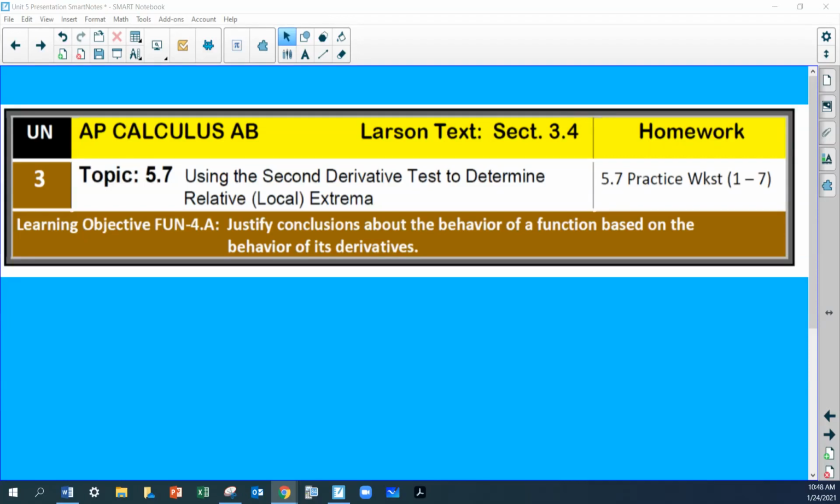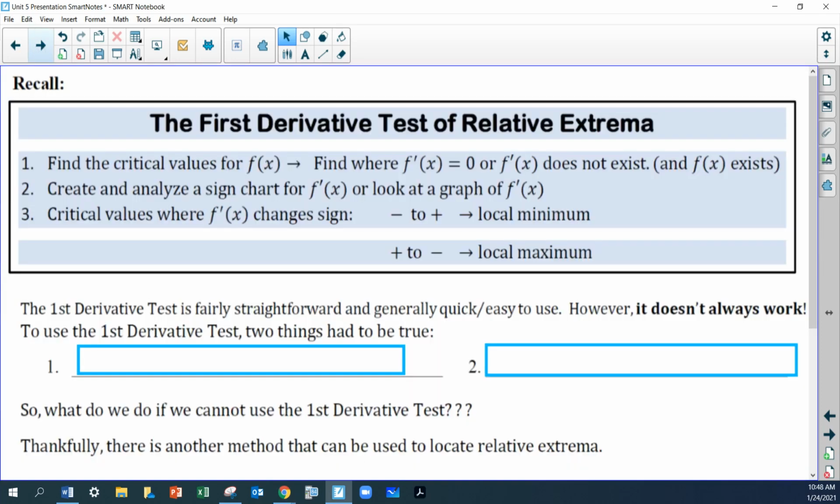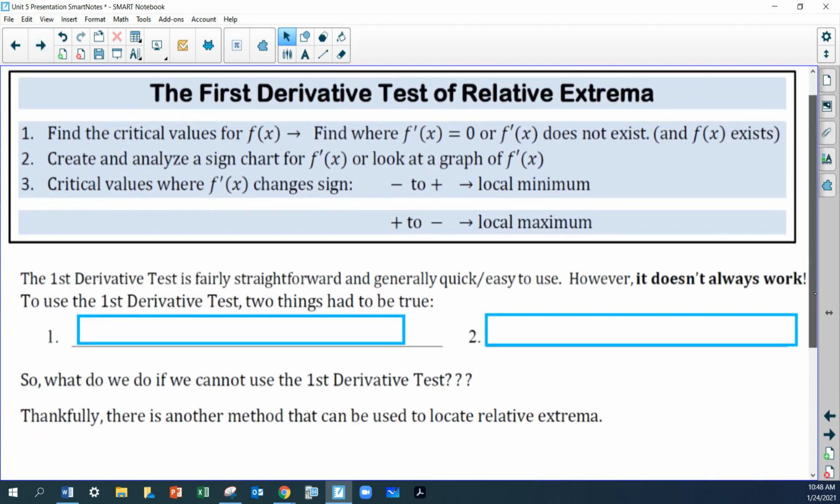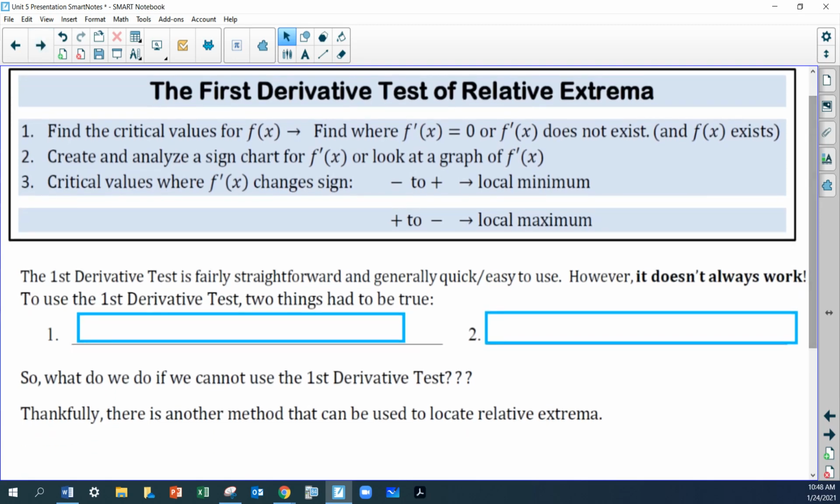Hello there. Let's take a look at section 5.7 today, where we're using the second derivative test to determine relative local mins and local maxes. So this is another way that we can find mins and maxes if we have the second derivative. Sometimes you have information about the first derivative, but not enough that we can create a sign chart. And so here's where we'll come in with another alternative method.